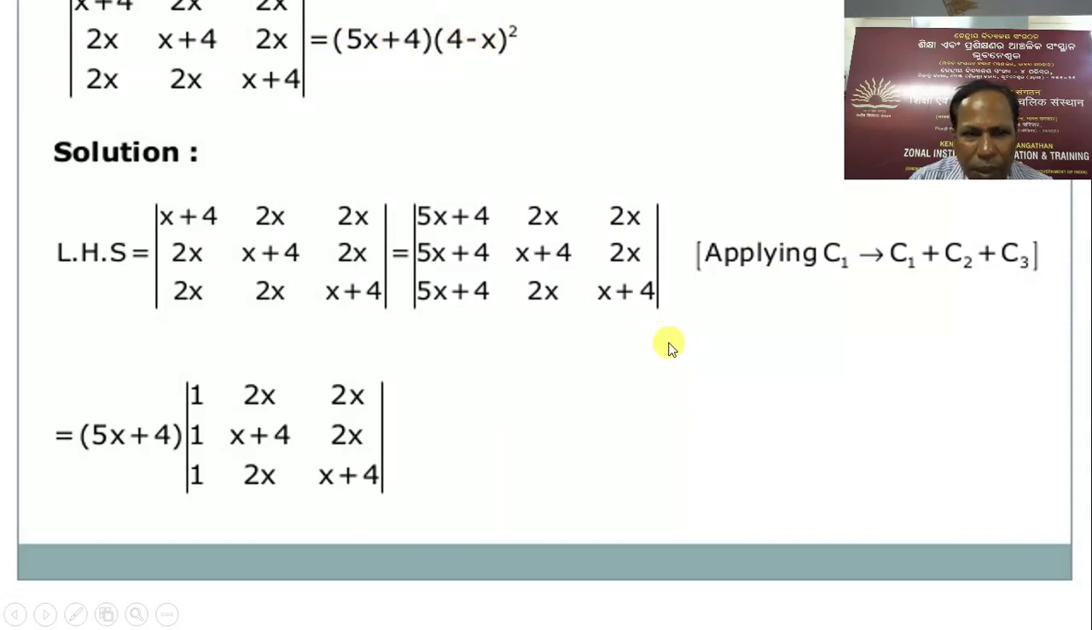Applying the property C1 replaced by C1 plus C2 plus C3, that is, column 1 is replaced by column 1 plus column 2 plus column 3. So 2x plus 2x is 4x, plus x becomes 5x plus 4. Similarly, 2x plus x plus 4 plus 2x becomes 5x plus 4. And x plus 4 plus 2x plus 2x becomes 5x plus 4. That means now we have got the common factor 5x plus 4, and we require it in the right hand side. So taking that 5x plus 4 out, we will be left with 1, 1, 1. The other two columns remain as they are.